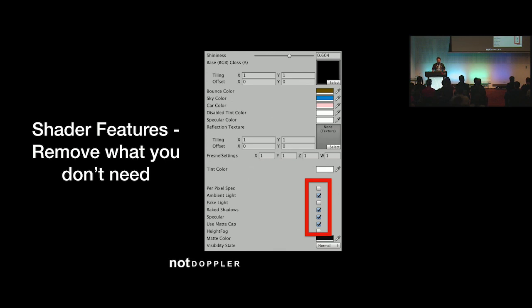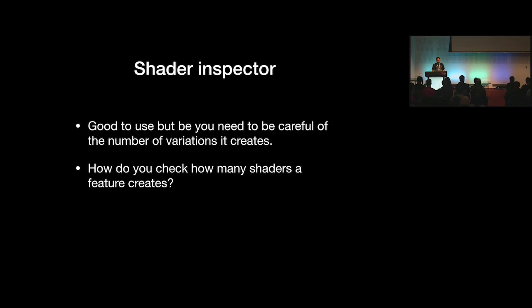So the thing you have to be careful with is that every time you add a shader feature, it creates lots of different permutations or variations. One shader can increase the number of variations of that shader by 2 or 3 times. So you have to be kind of careful of it. So you need to make sure you check that.